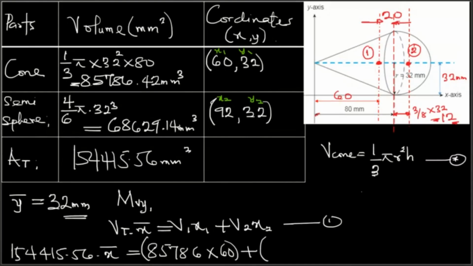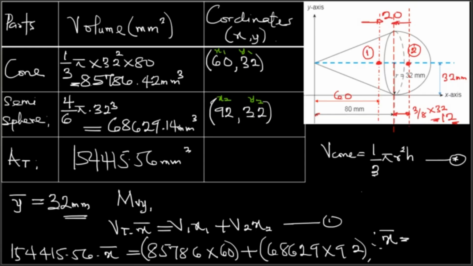plus V2, which is 68,629 multiplied by X2. X2 is 92. Can someone give me the value of the X bar coordinate of that? Just divide everything there on the right hand side by the total area. By the total volume, sorry.